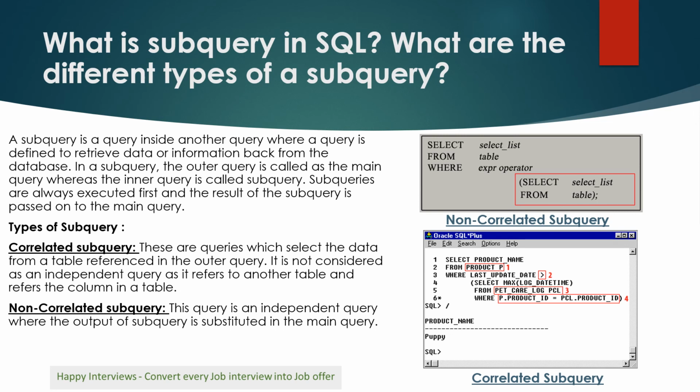In the diagram we can see the examples of non-correlated subquery and correlated subquery. In the correlated subquery we can see the inner query is dependent on the product_id column of the outer query, hence it is not independent like the non-correlated query.